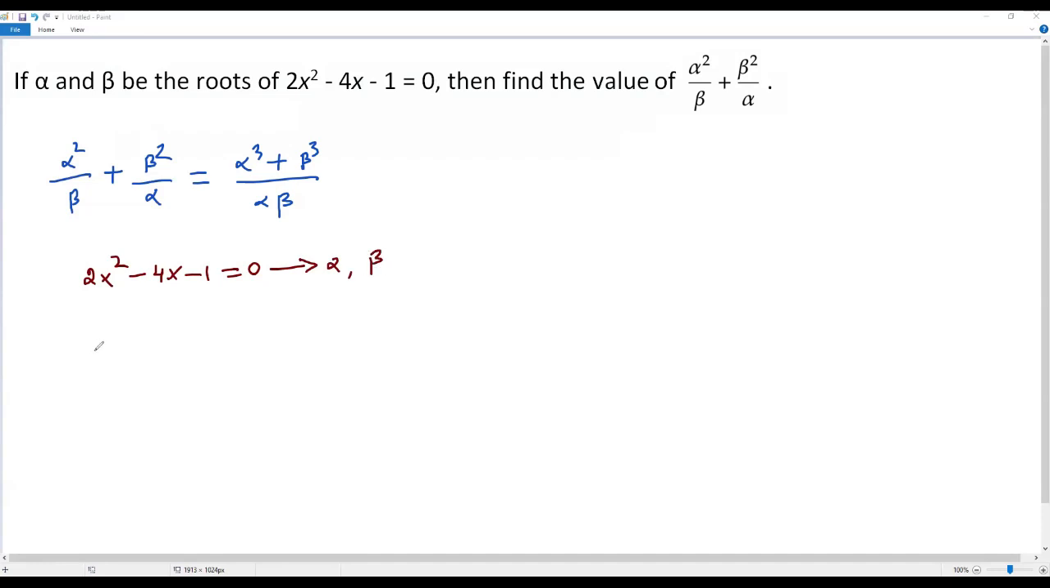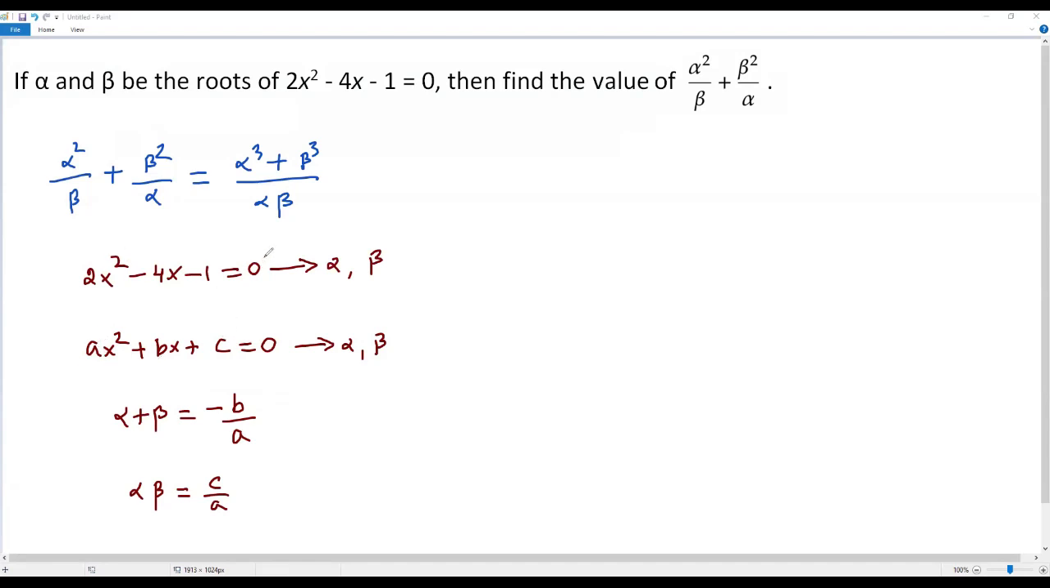Now let me consider the quadratic equation standard form ax² + bx + c = 0. Let me assume alpha and beta are the two roots of this quadratic equation. Then there is a formula to get the sum of the roots, alpha + beta. The formula is a negative sign, and we consider the coefficient of x, divided by the coefficient of x², a. So this is a formula to get the sum of the roots, and there is a formula to get the product of the roots, alpha beta, which is equal to c over a. That is, we divide the constant term by the coefficient of x².